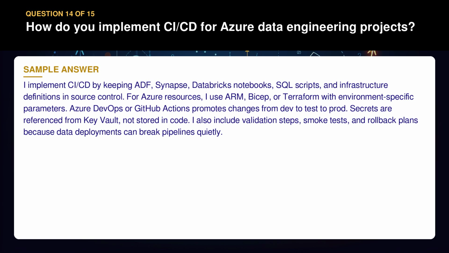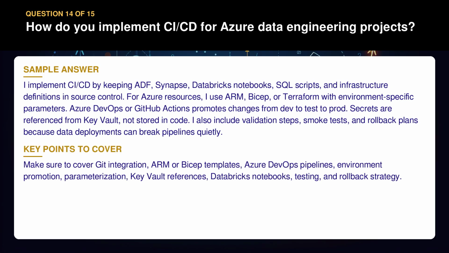Azure DevOps or GitHub Actions promotes changes from dev to test to prod. Secrets are referenced from Key Vault, not stored in code. I also include validation steps, smoke tests, and rollback plans because data deployments can break pipelines quietly.